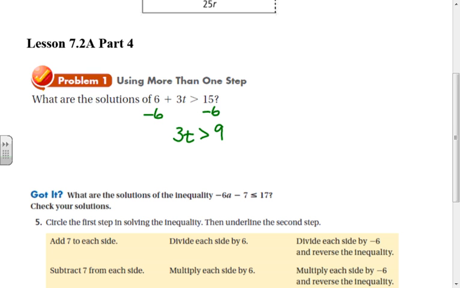And I get 15 minus 6 is 9. Then I need to divide both sides by 3, and dividing by a positive number doesn't change the sign. So I just get t is greater than 3.